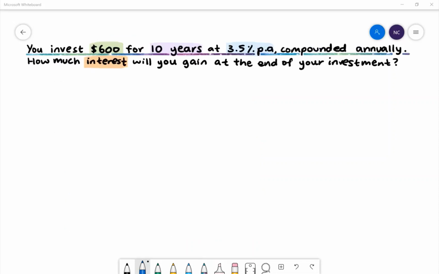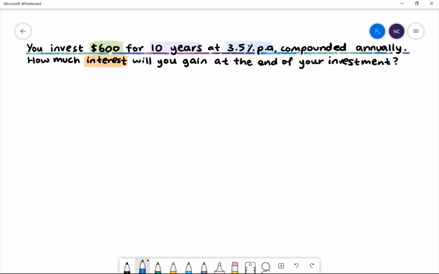Here's our next example. You invest $600 for 10 years at 3.5% per annum compounded annually. How much interest will you gain at the end of your investment? First, we'll write our compound interest formula. This will be the amount is equal to the principal multiplied by 1 plus r to the power of n. We are given that the principal amount is $600. The rate is 3.5% per annum, which is the same as 0.035, and n will be 10 years.